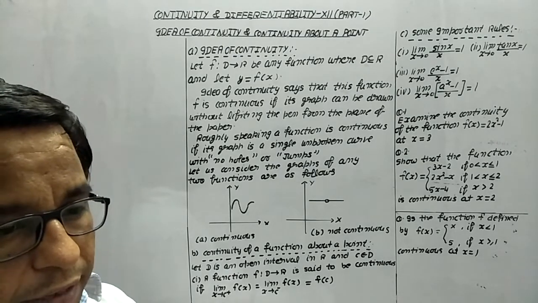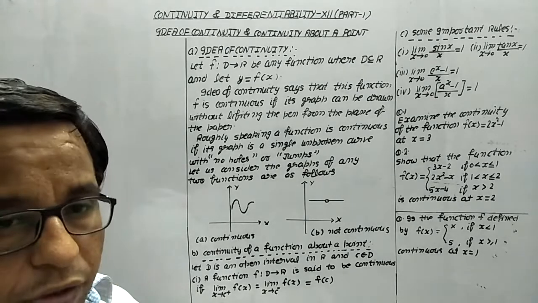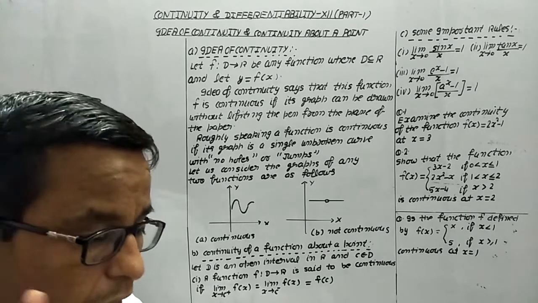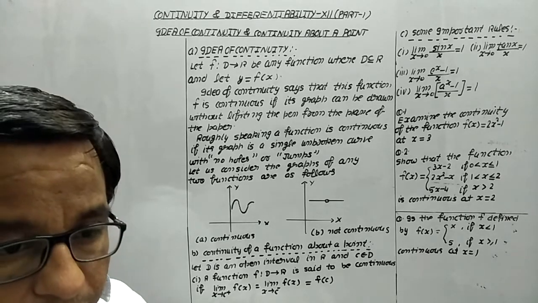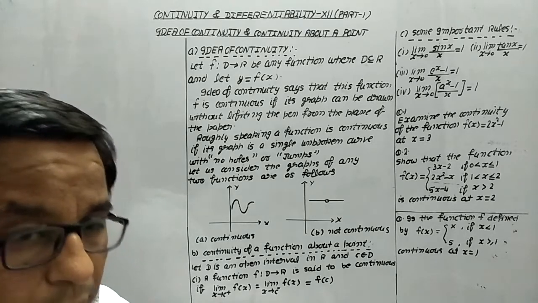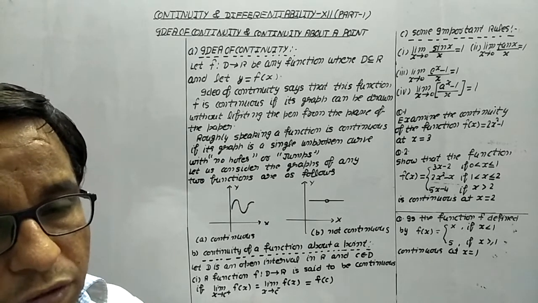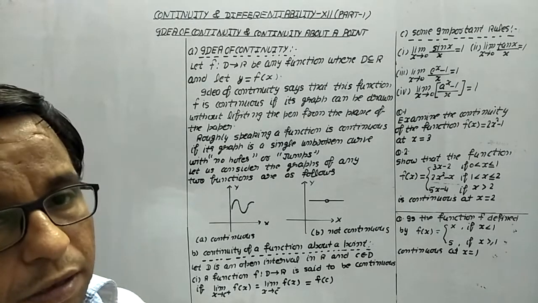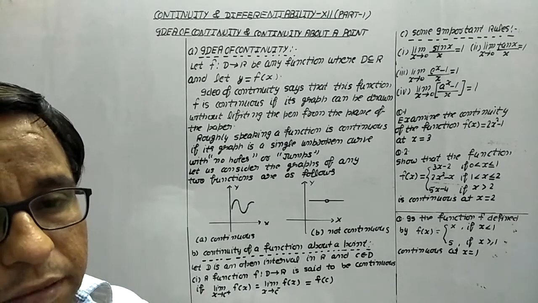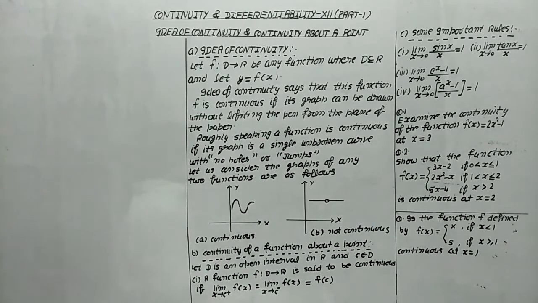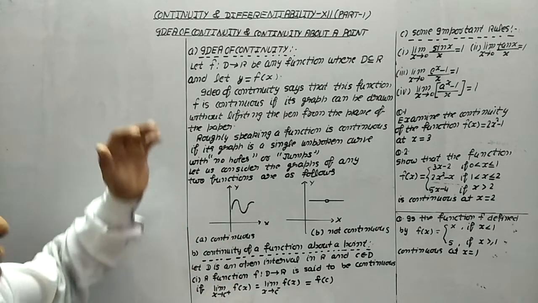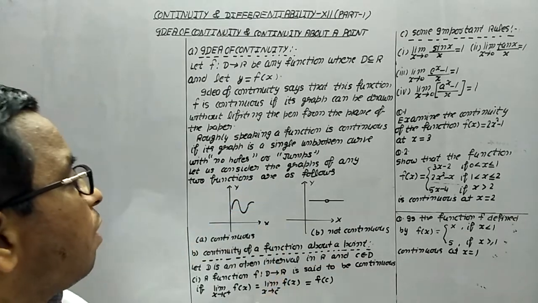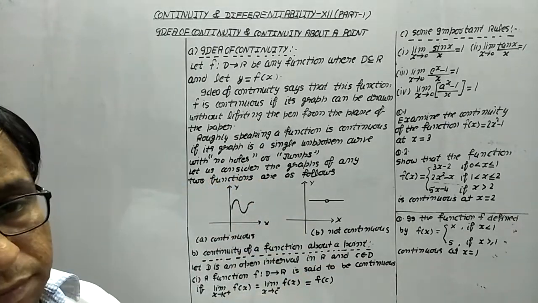Then we will say a function is continuous if we can draw the graph of that function in the xy plane without lifting the pen or pencil from the surface of the paper. If we are able to draw that graph, it means the function is continuous. Roughly speaking, a function is continuous if its graph is a single unbroken curve with no holes or jumps.